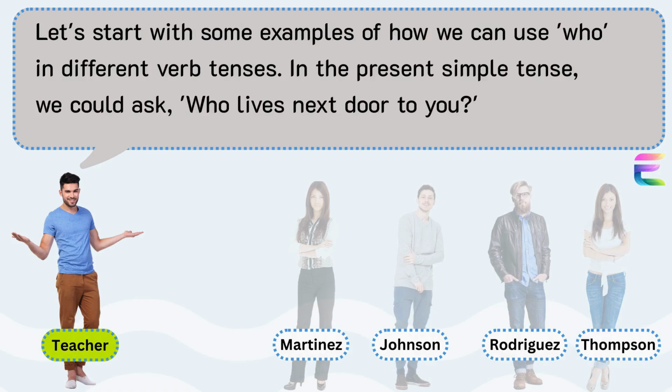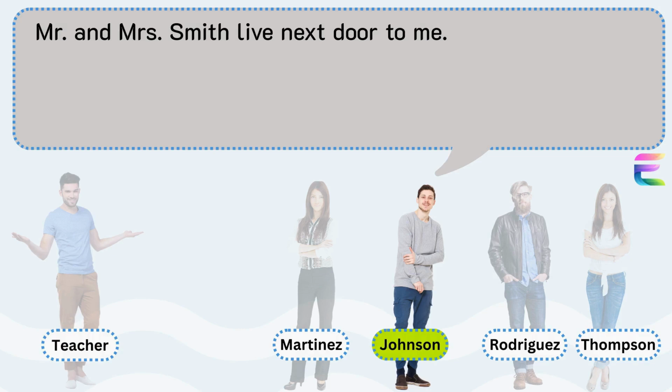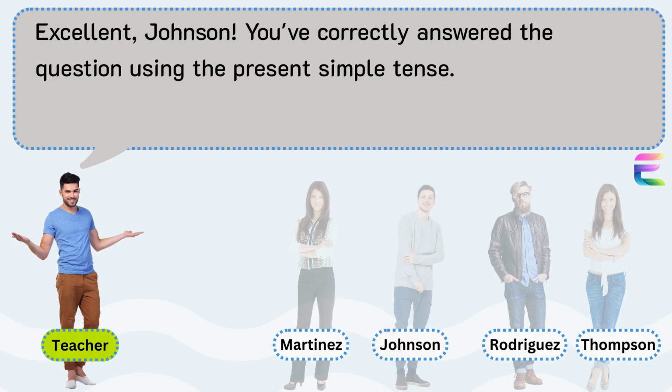Let's start with some examples of how we can use who in different verb tenses. In the present simple tense, we could ask, who lives next door to you? Johnson, could you answer this question using the present simple tense? Mr. and Mrs. Smith live next door to me. Excellent, Johnson. You've correctly answered the question using the present simple tense.